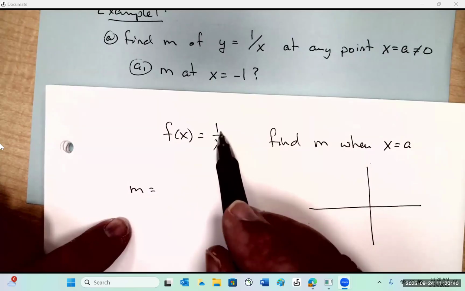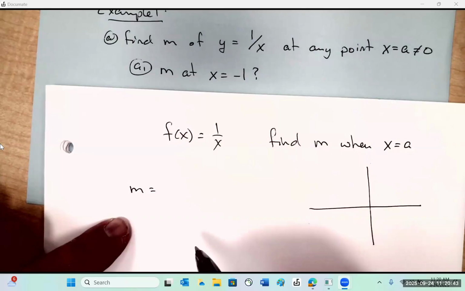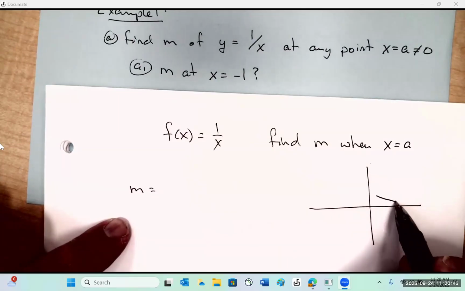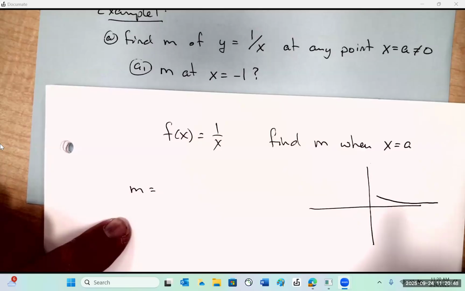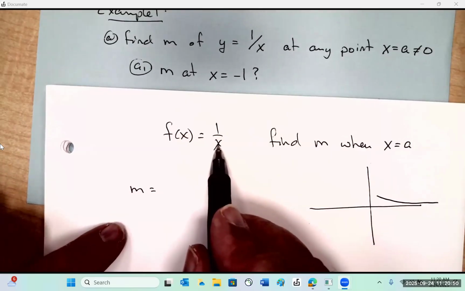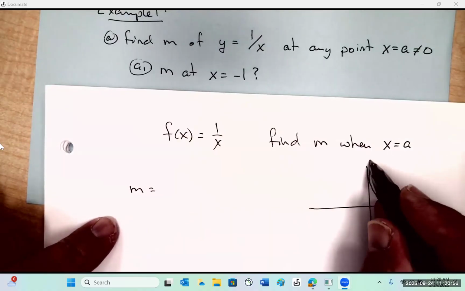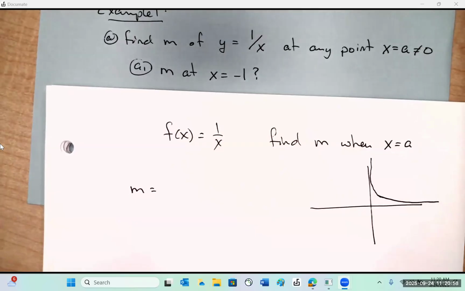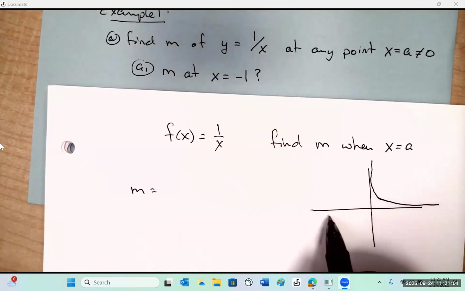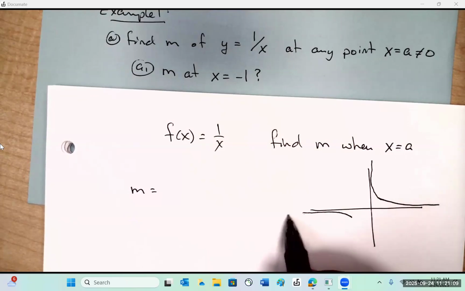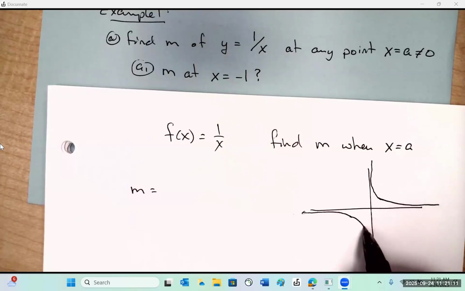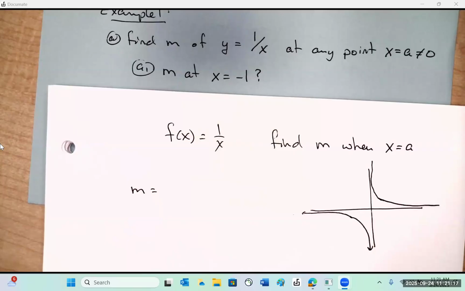As x goes to infinity, what does the y go to? 0. It gets smaller and smaller and smaller. As x gets closer to 0, it gets bigger and bigger and bigger. We just talked about the horizontal and vertical asymptotes. On the negative side, as x gets very, very small, it goes to negative infinity, it gets closer to 0, and as it gets closer to 0, it goes to negative infinity. So it looks like this. That's the graph.